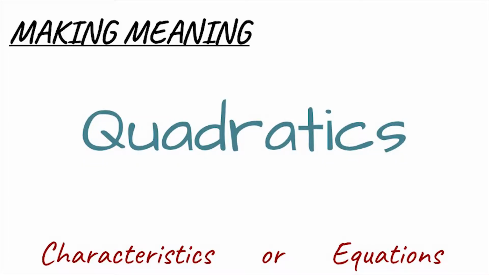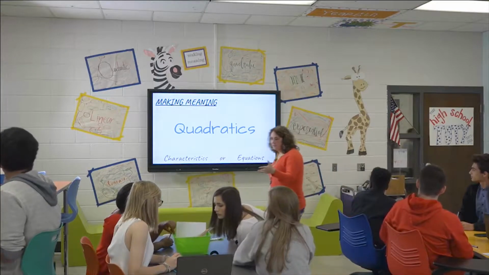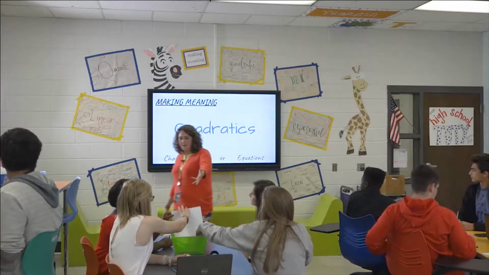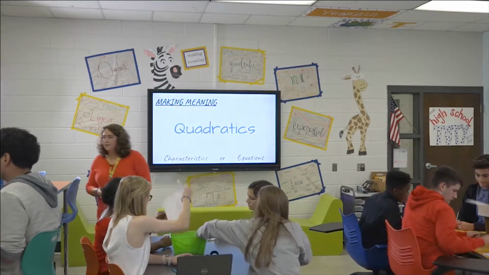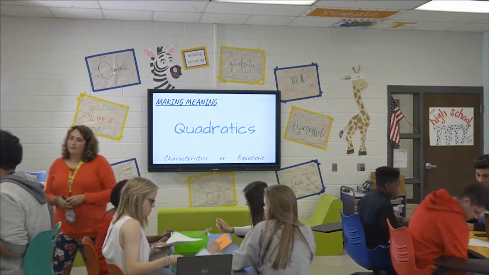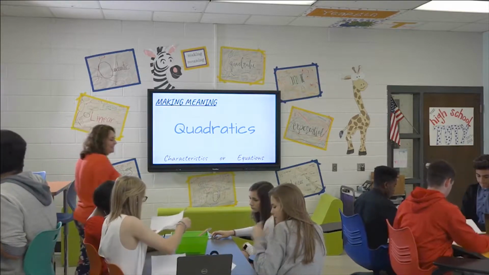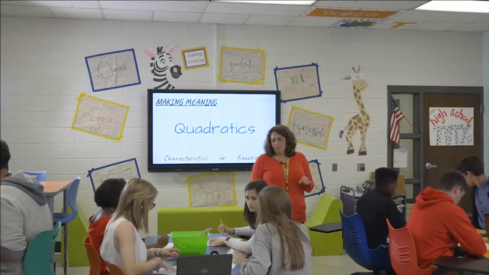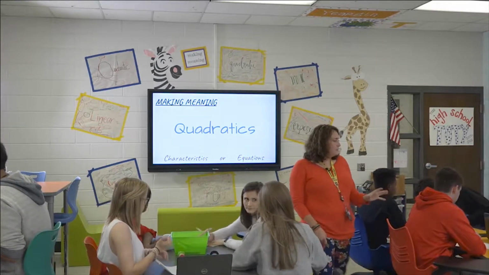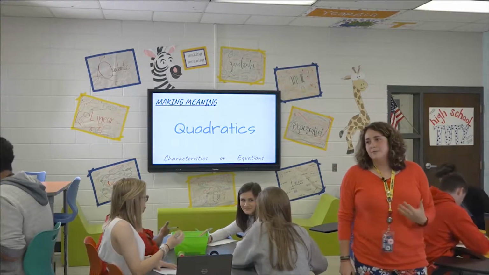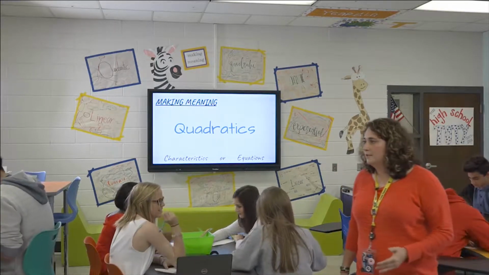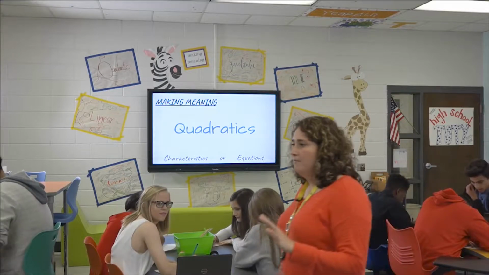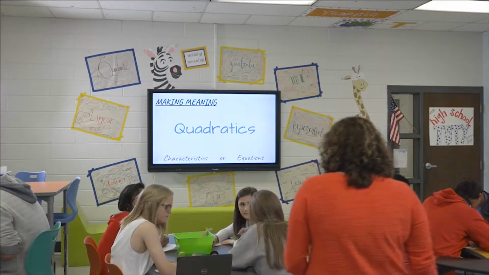In your bucket, you will also see a note card that either says characteristics or equations. So each of you has a piece of paper, and there is a definition of what you're going to do in this bucket. What you need to do is jot down, you have 30 seconds, as much as you can remember about quadratics, either characteristics of quadratics or the equations of quadratics. As much as you want, however you want, all over your paper. Are you ready? Go.